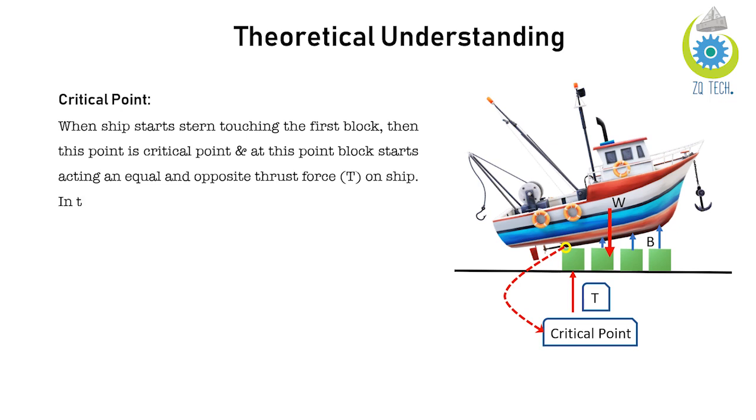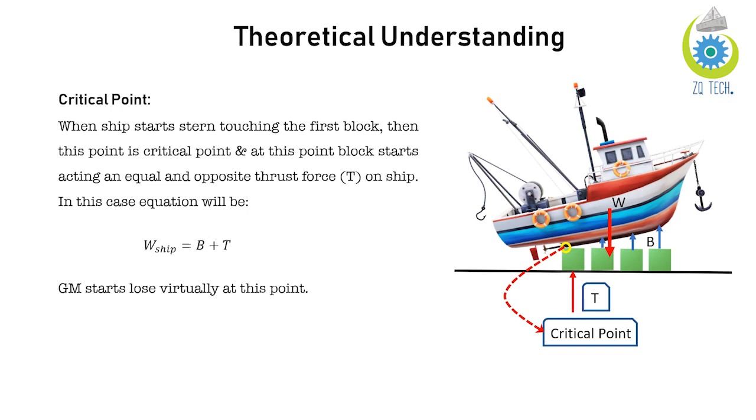Critical point. When the stern of the ship starts touching the first block, this point is the critical point, and at this point the block starts acting with an equal and opposite thrust force on the ship. So in this case the equation will be: weight of the ship equals buoyancy force plus the thrust force, and GM starts to be lost virtually at this point. That line is very important. What is the meaning of this line? The GM starts to be lost virtually at this point.